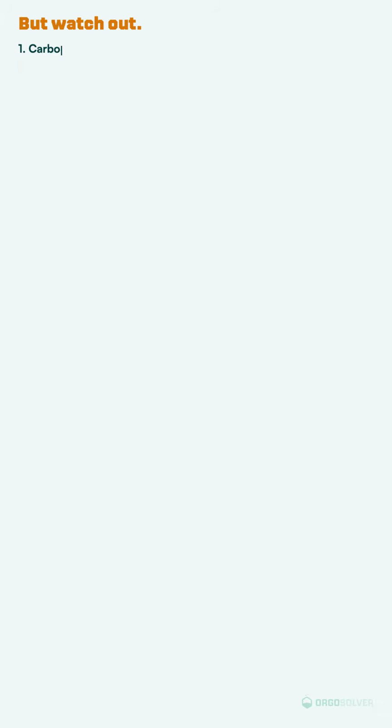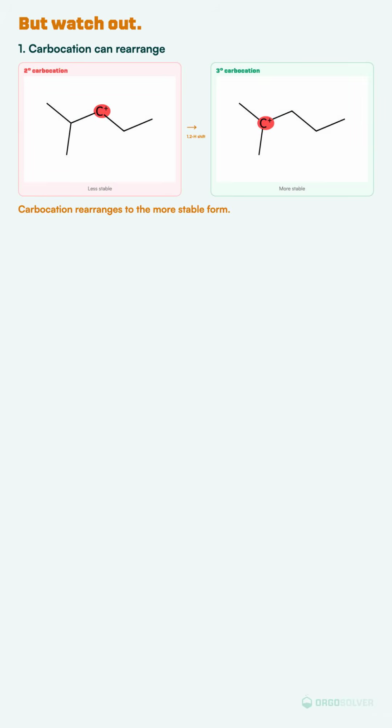Here's the big thing you need to watch out for. Because you have a carbocation intermediate just sitting there between the two steps, it can rearrange. A secondary carbocation will do a hydride shift to become a tertiary because that's more stable.